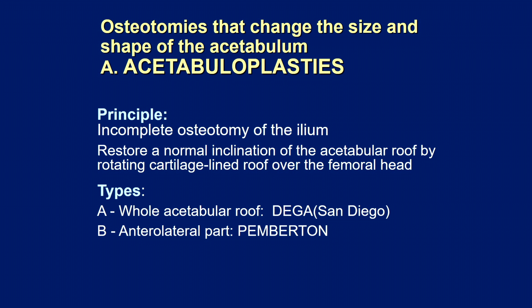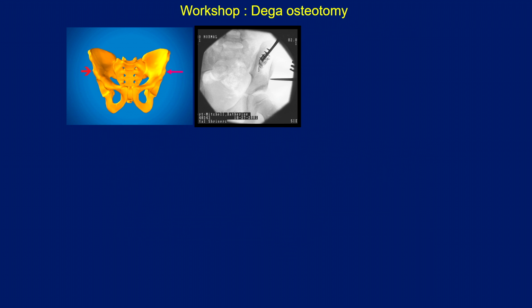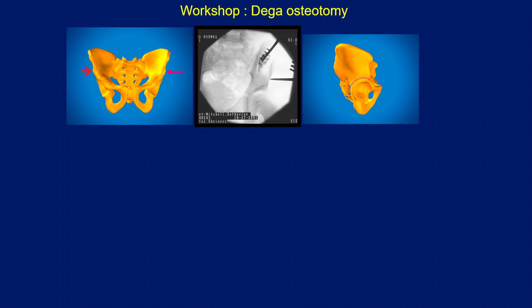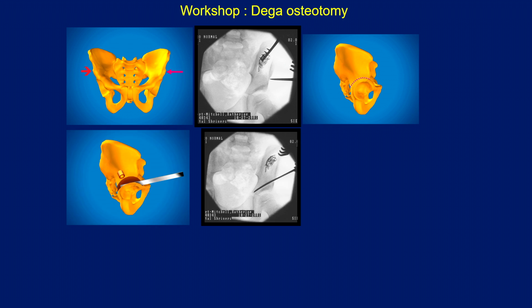I would just say a few words on this. It's part of the workshop. Your Dega osteotomy is a very, very common osteotomy that you do in CP, in neuromuscular conditions. Essentially, here is your osteotome that you place about 1 to 2 centimeters above the acetabulum. You go only through the outer table, and that's the Dega osteotomy as described by the San Diego people. It's not the true Dega, but that's commonly called the Dega or a lateral acetabuloplasty.